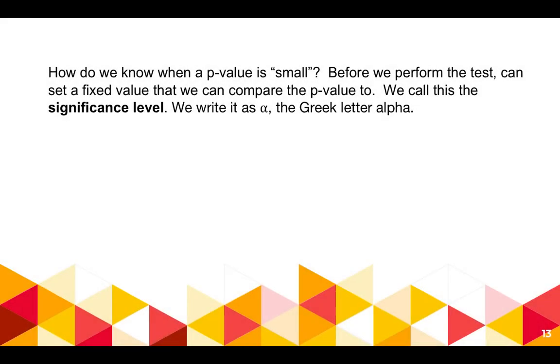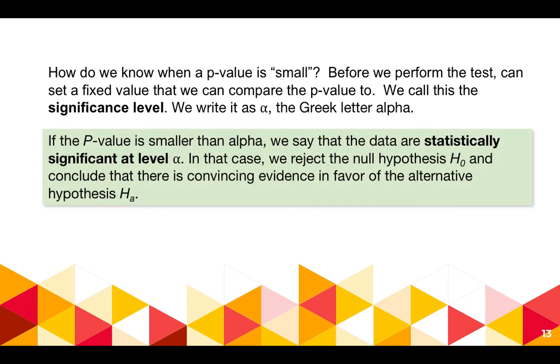How do we know when a p-value is small? It's easy to say it's small, but how small is small? So before we perform the actual test, we set a fixed value that we can compare the p-value to. We call this the significance level. We write this as the letter alpha, a Greek letter alpha. If the p-value is smaller than alpha, we say that the data are statistically significant at level alpha. In that case, we reject the null hypothesis and conclude that there is convincing evidence in favor of the alternative hypothesis.